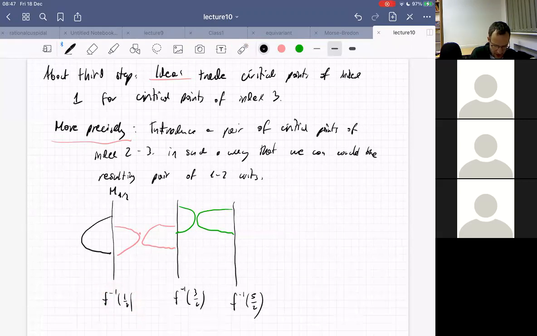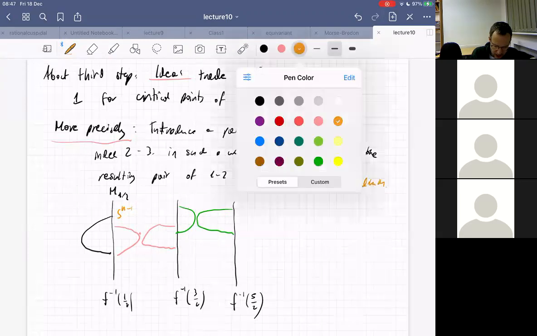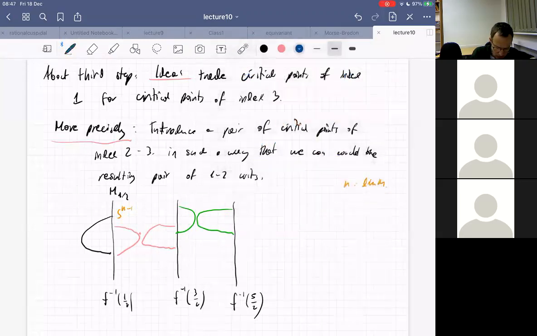So this is S^{n-1}, where n is the dimension of M. If you work with the h-cobordism theorem, then this is not S^{n-1}, but a simply connected manifold. So it's almost like S^{n-1} from our perspective. Okay. So what we start with is an index one critical point over here.